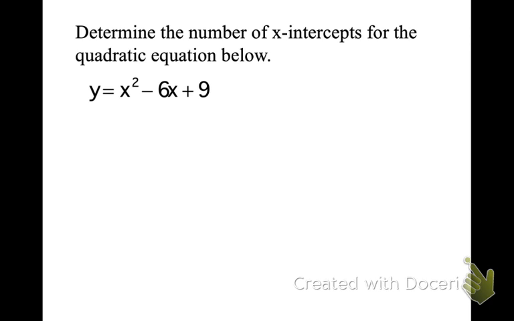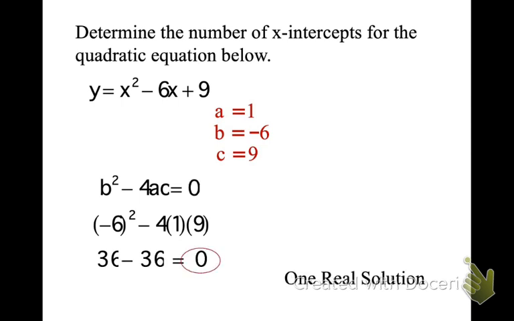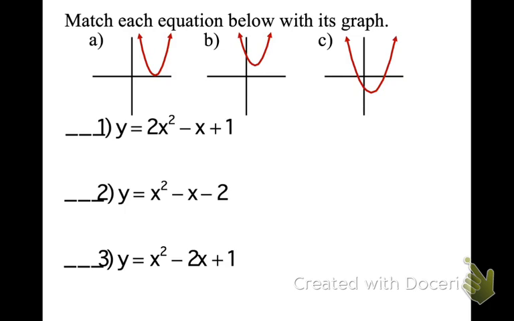Okay, let's try another. Go. Now check your work. Doing my discriminant becomes 36 minus 36 equals 0. And when it's equal to 0, that means there's one real solution. Perfect square trinomials have one.